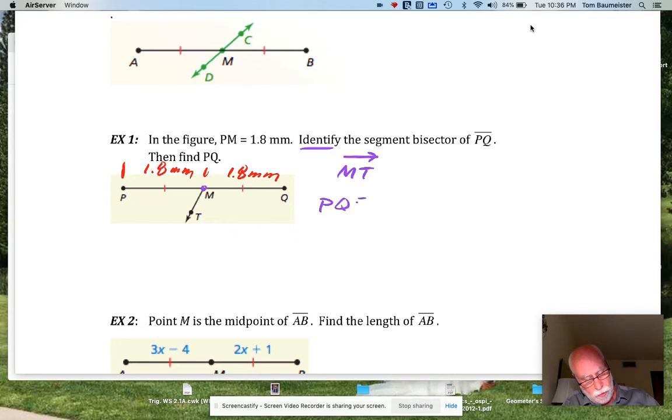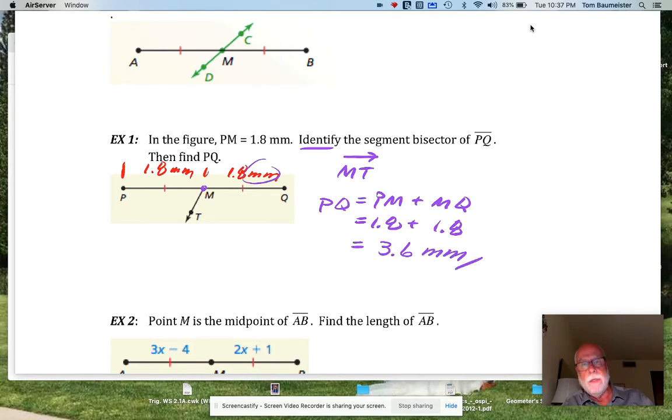All right. So according to what we know from yesterday, we know that PQ, which is the total, is equal to PM plus MQ. And we just said that PM was 1.8. It was given to us. We know that MQ is also 1.8 because of the segment addition postulate, and it's cutting it in half. So we can add those up, and that will give us 3.6 or 3 6/10. Again, since they told us millimeters, we're going to put millimeters in our answer.